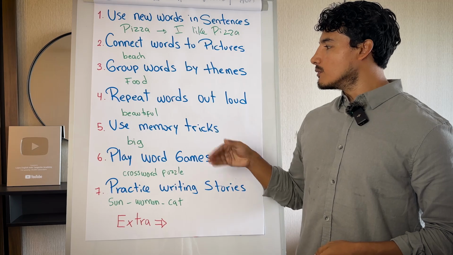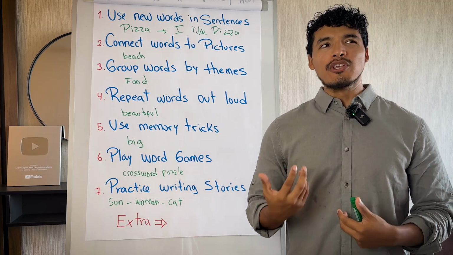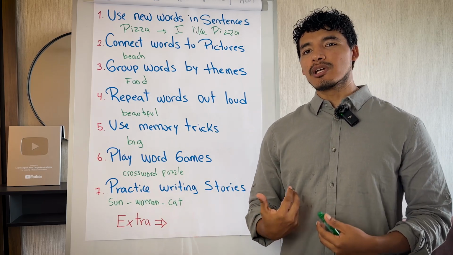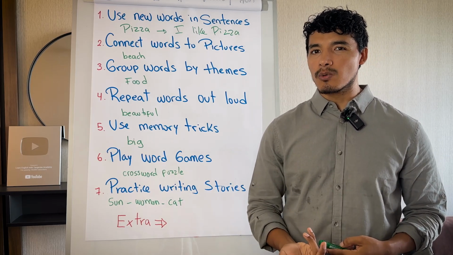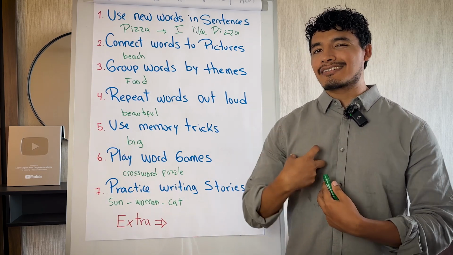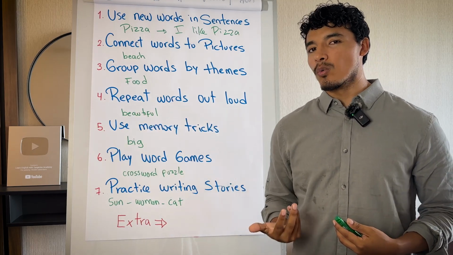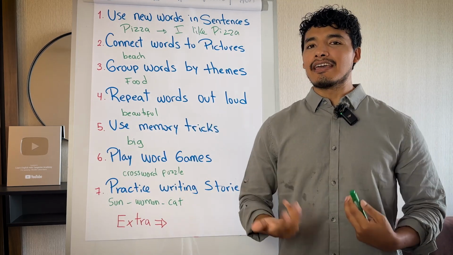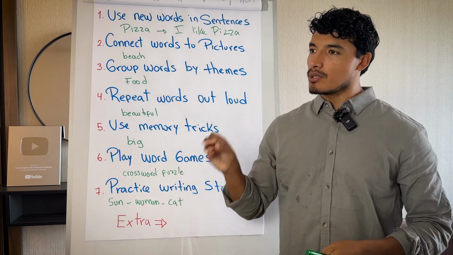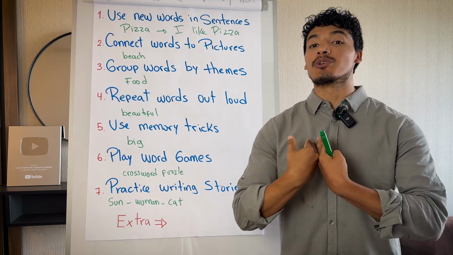Number 4, repeat words out loud. This is very important because when you hear yourself, when you listen to yourself speaking, then you can realize how you're pronouncing the word. And I don't know why, but the word sticks to your vocabulary faster, right? For example, if you learn the word beautiful, then say it, beautiful. Or if you see a beautiful woman there, that woman is beautiful, say it out loud. Not too much, of course, just to yourself.